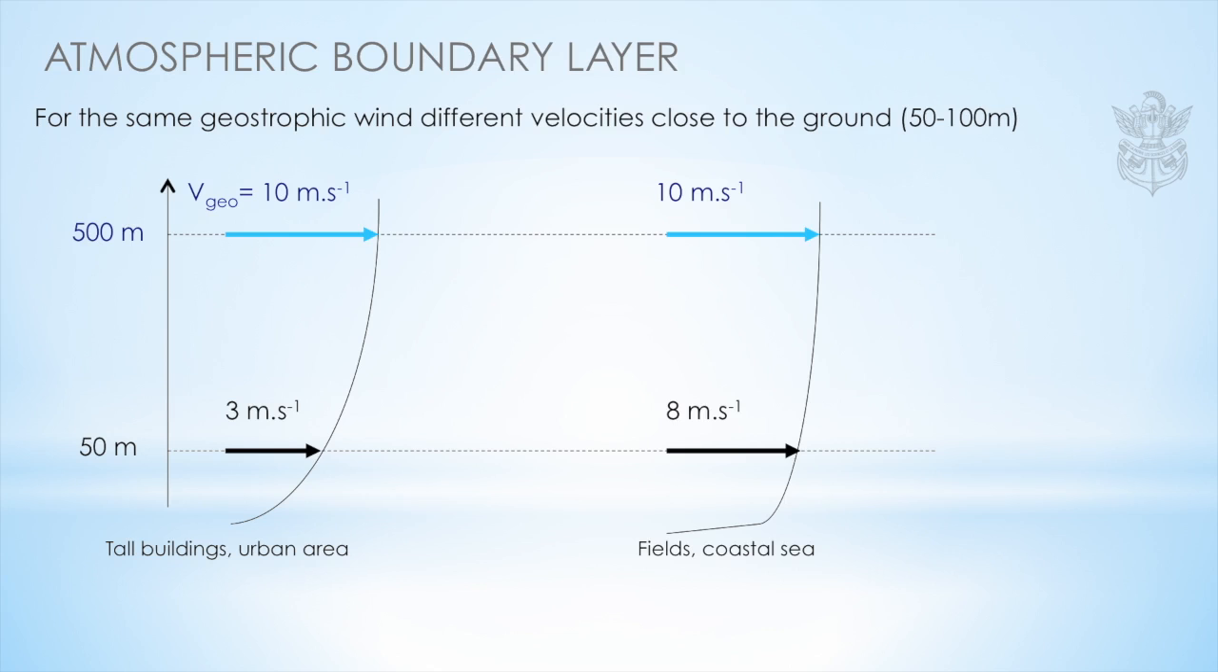On the other hand, for a quite smooth bottom, such as the sea surface or fields, the bottom boundary layer will be confined in a thin layer close to the ground. And in such a case, the 50-meter wind speed will be closer to the geostrophic winds and could reach a value up to 8 meters per second. Hence, we've seen that the vertical profile of the average horizontal wind speed strongly depends on the bottom roughness.